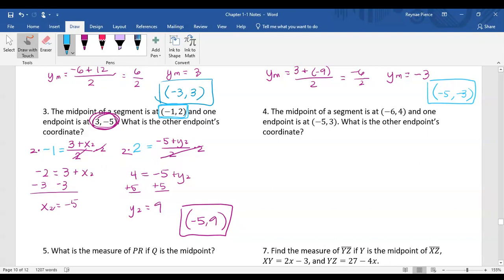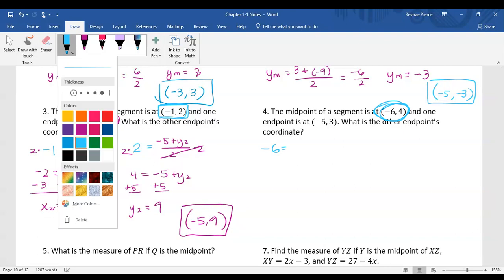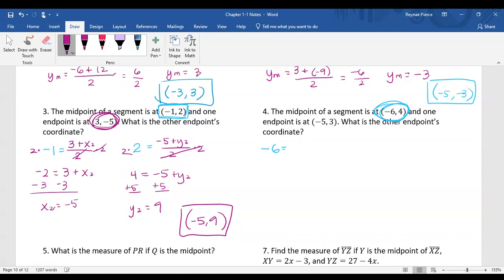All right, we'll go through this next one. The midpoint is negative 6, 4, so I know the x coordinate of my midpoint. One endpoint's x coordinate is negative 5. We don't know the other one. Multiply both sides by 2. I am left with negative 5 plus whatever that other coordinate is. And then I add 5 to both sides. So the x coordinate of my missing endpoint is negative 7.